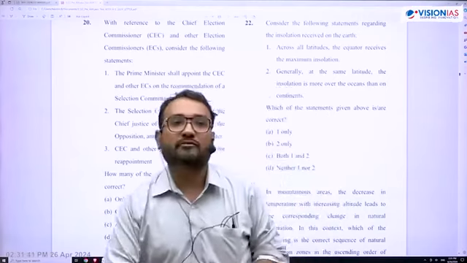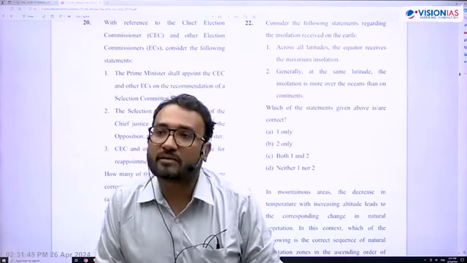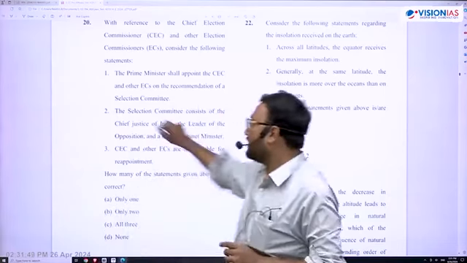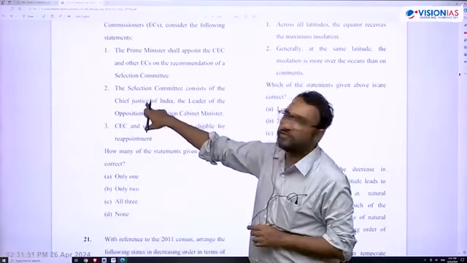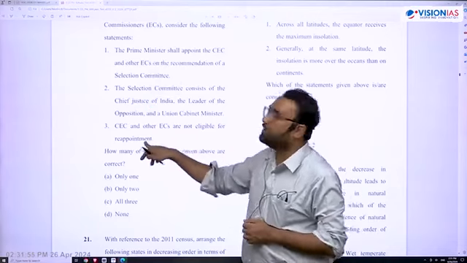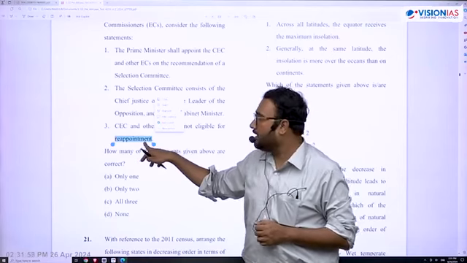No. Article 324 of the Constitution: the Chief Election Commissioner and the other election commissioners, if any, shall be appointed by the President. So this is a wrong statement. Selection Committee consisting of Chief Justice of India, no, this has been excluded, wrong. CEC and ECs are not eligible for re-employment. This is a correct statement. Yes, they are not eligible for re-appointment.